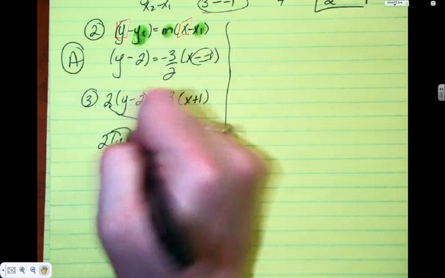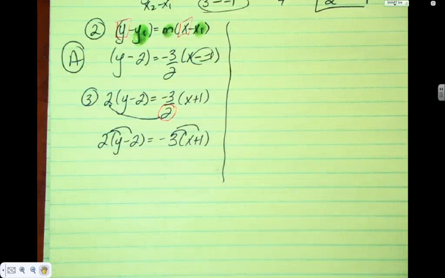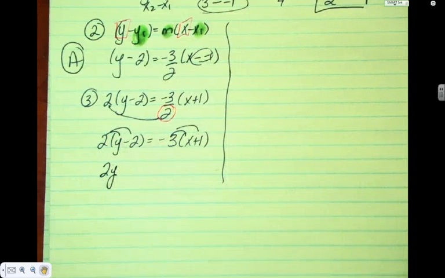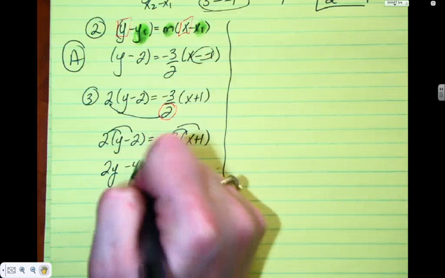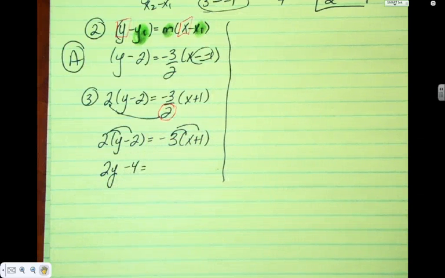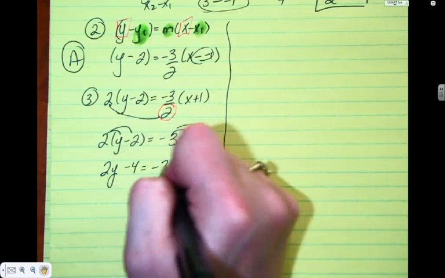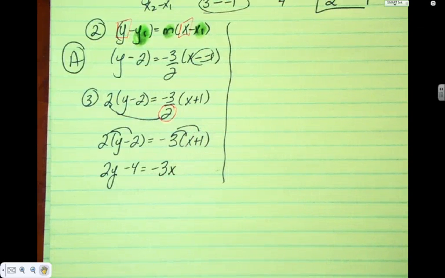Now it's just distribution on each side. 2 times y is 2y. 2 times negative 2 is negative 4. Negative 3 times x is negative 3x. And negative 3 times 1 is negative 3.